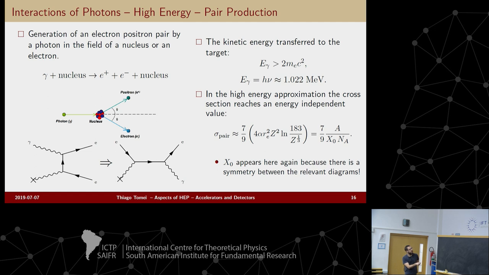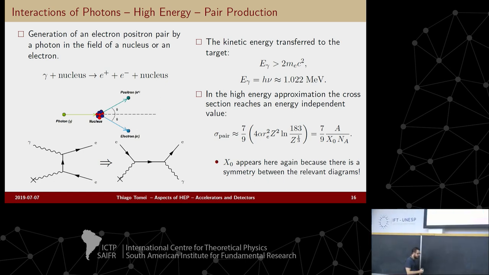Then you have the kinetic energy to be transferred to the target. It has to be large. It only happens when the energy of the photon is larger than the threshold of producing the two guys, which is 2 times 511 kilo electron volts. If you again run the cross-section calculation of this process here, which is what we're talking about, there is an X here because it's not a real photon. This is an electromagnetic field from the nucleus. You get this expression here, which is independent of the energy, and that you can recast as this, 7/9 proportional to the inverse of the radiation length.